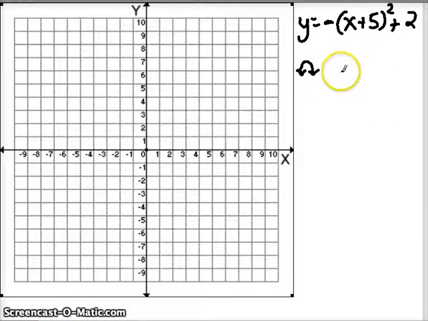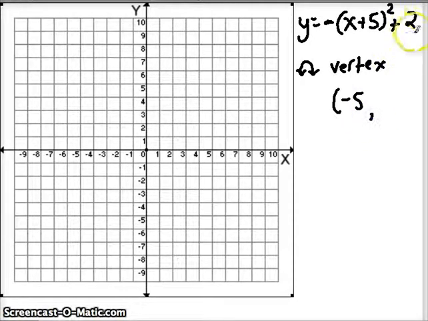And we know the vertex, that tip right there, is going to be at the opposite of h. So if it's +5 there, the vertex coordinate is going to be -5 for the x value. And k is a +2, well, it stays +2. So that's our vertex, -5, +2. So it's going to look something like this now.